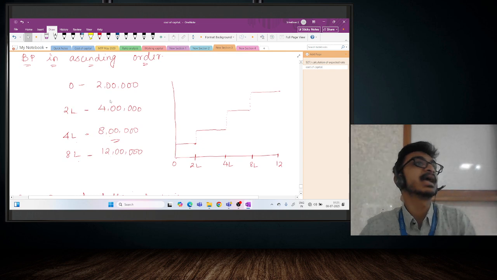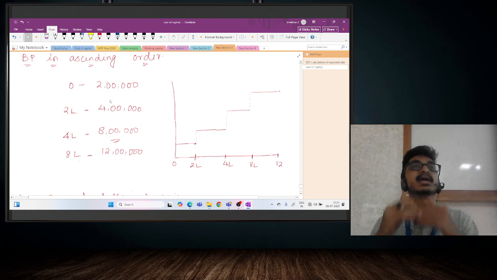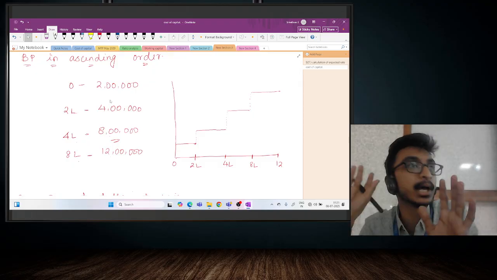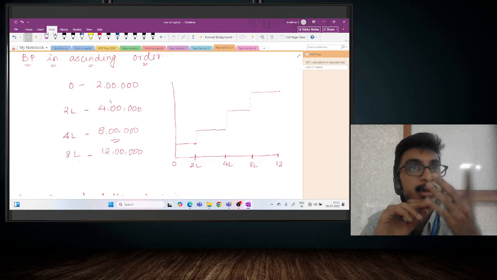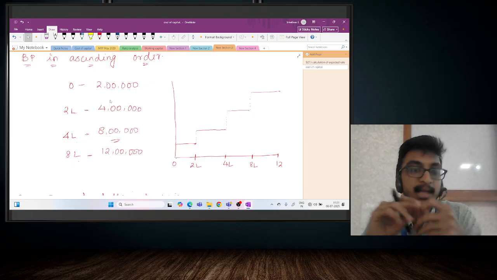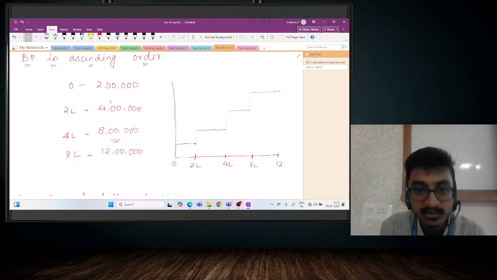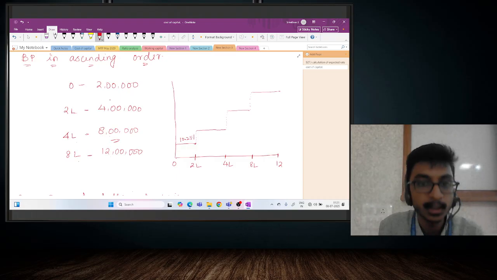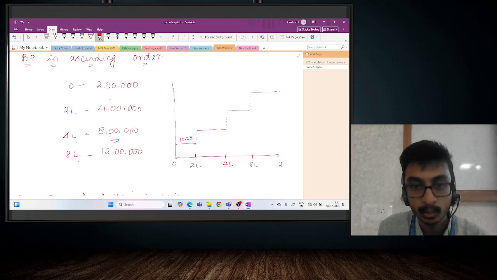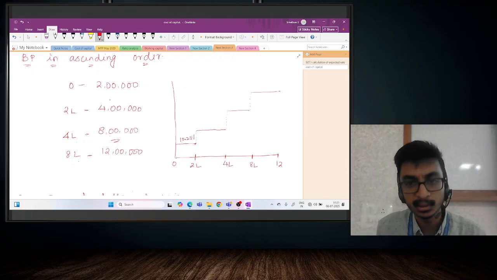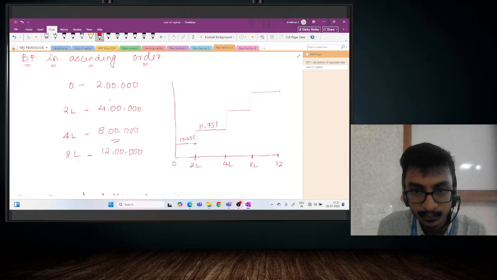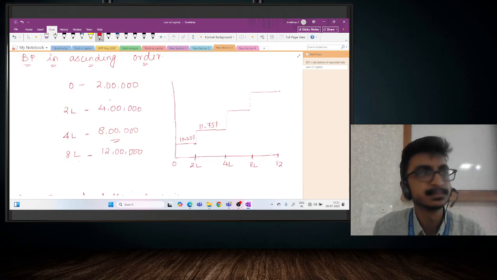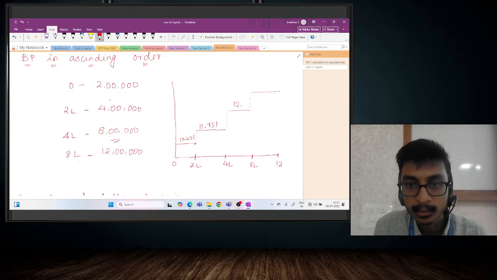So now listen. If the company wants to raise an additional capital of up to 2 lakh rupees, what is their marginal cost of capital? 10.25%. So if the company wants to raise up to 2 lakh rupees of additional capital, their marginal cost of capital is 10.25. If they want to raise additional capital between 2 lakh to 4 lakh, it is 11.75. 4 lakh to 8 lakh is 12%, okay. 8 lakh to 12 lakh?